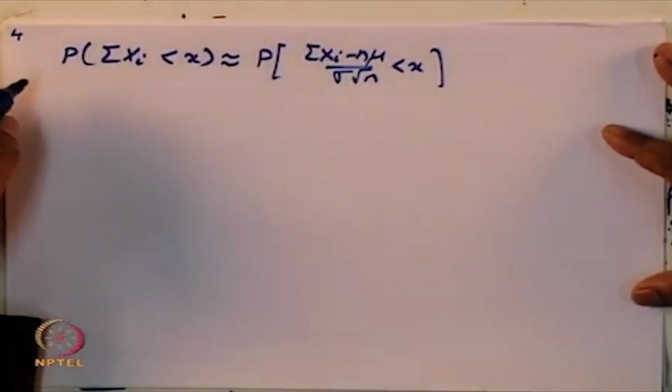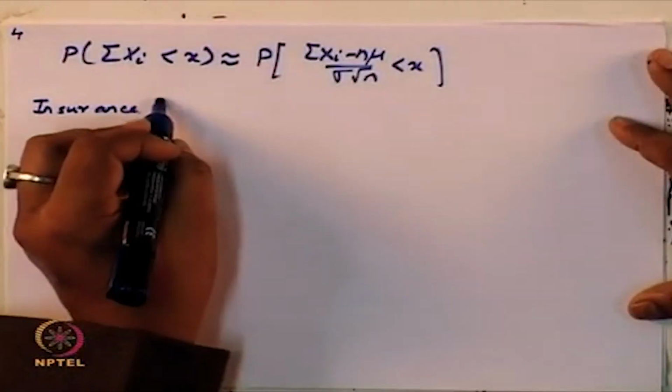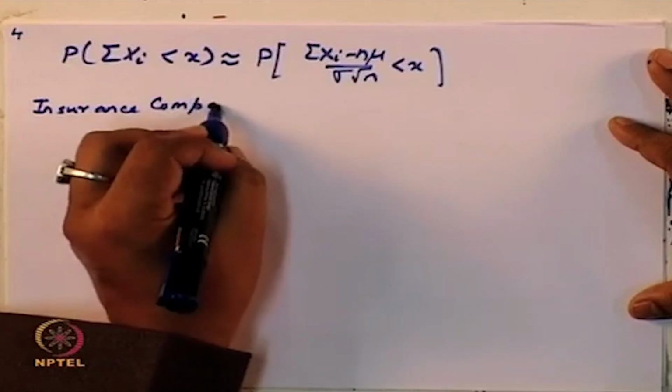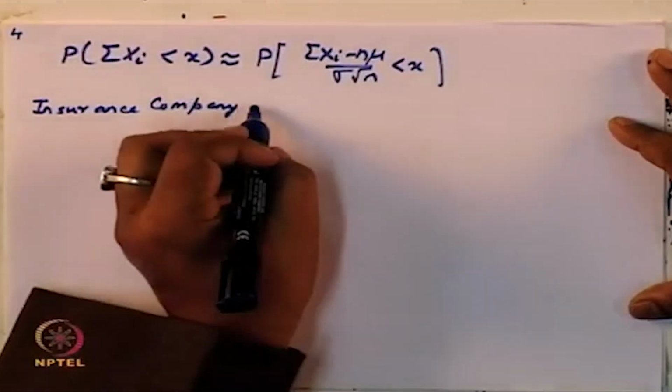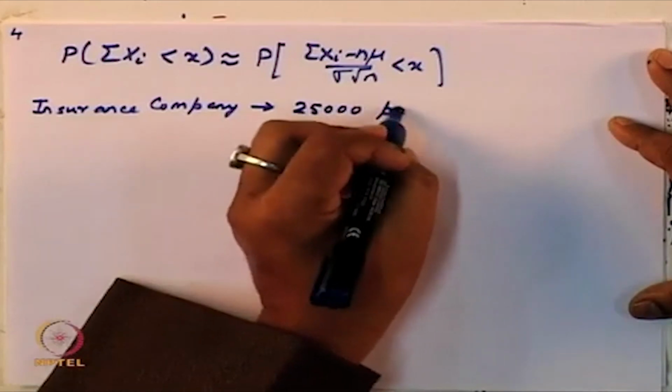So, let us first try out a few examples of how this theorem can be used. Imagine you have an insurance company which has 25,000 policy holders.